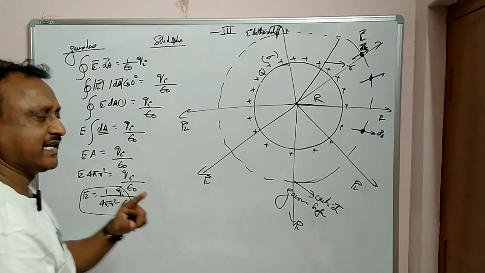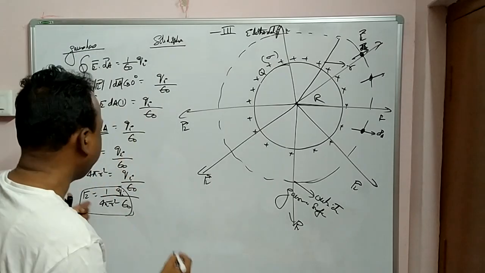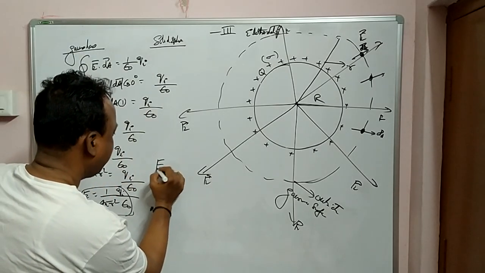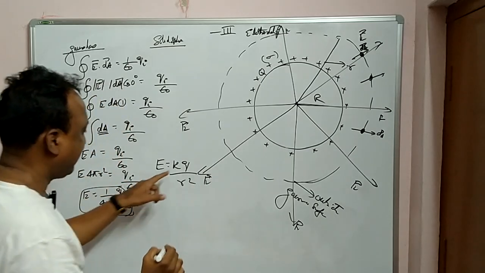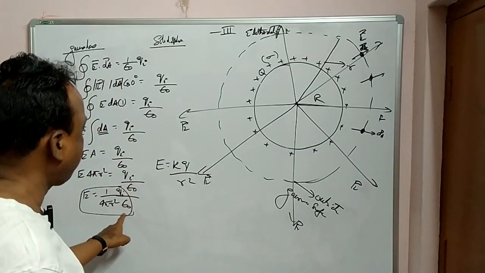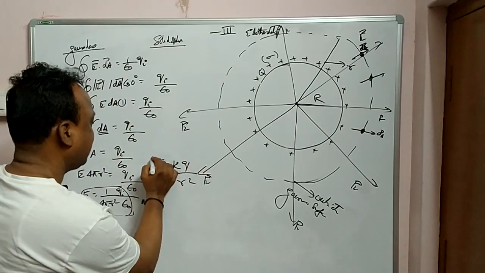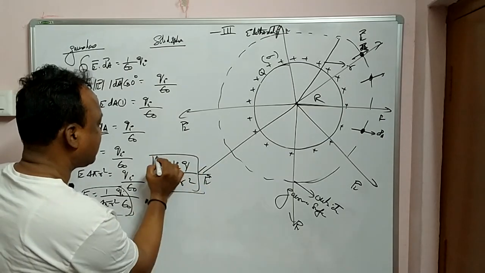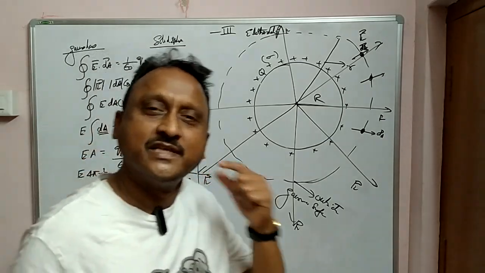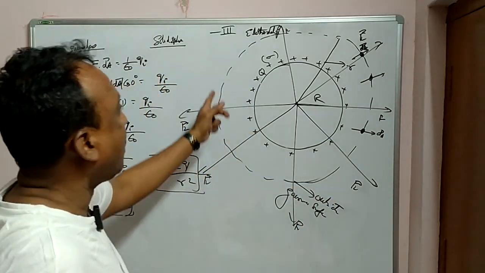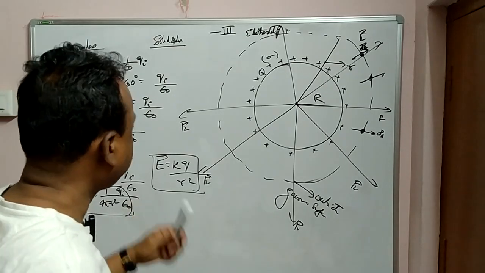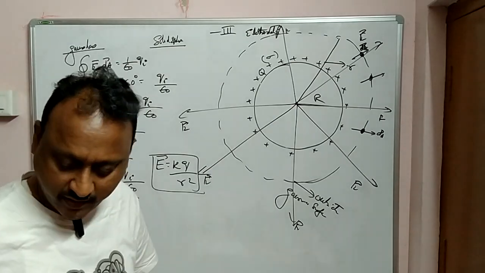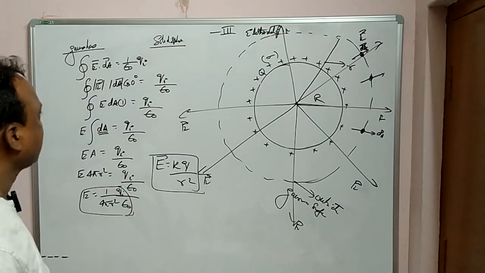You can observe this is again a very famous equation. It is nothing but E is equal to kq by r square, where k is 1 by 4 pi epsilon naught. It is the formula for the intensity of the electric field. So this is the equation for outside the surface. Clear? Please copy this one. Very, very important. Clear?